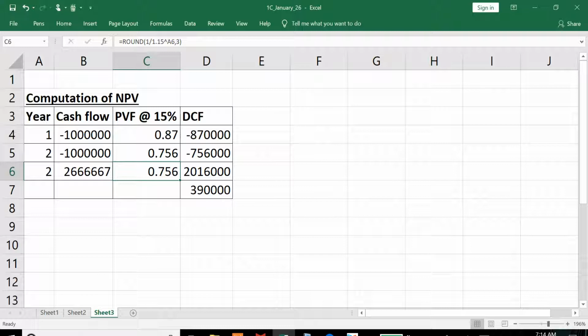This is the NPV of the project. The most important part is you have to value a perpetuity a year in advance. That rule has to be followed properly. So the value of that NPV is 3,90,000.